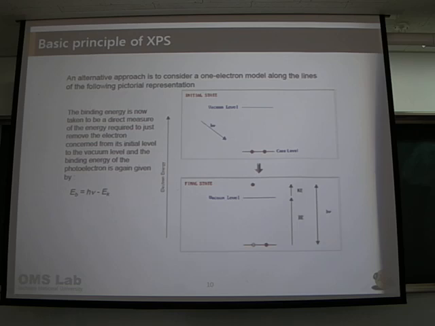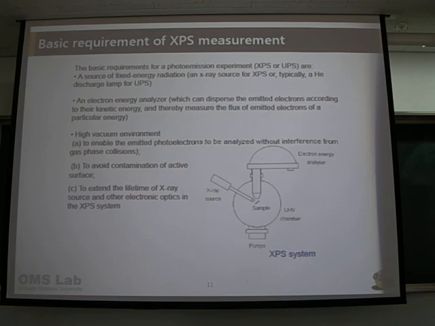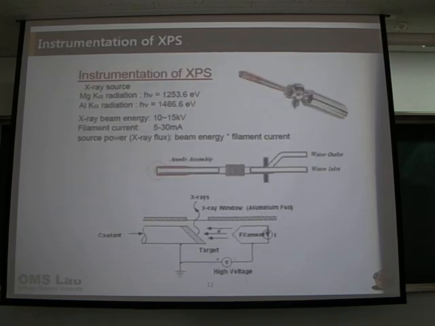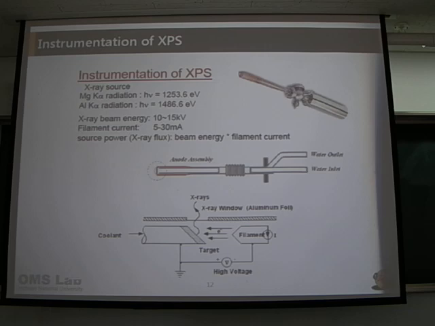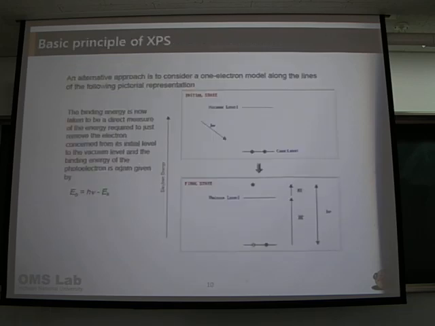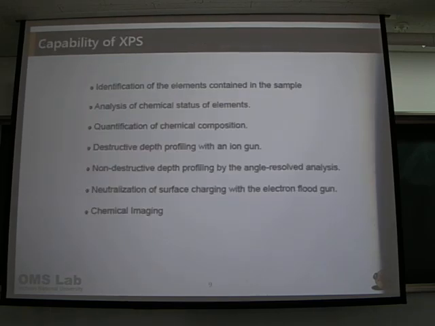For example, look at here. This is the total h nu, and this part is the binding energy, and this one is the kinetic energy. So there are several types of... I can discuss this one later. If you don't understand, then I will discuss this later.